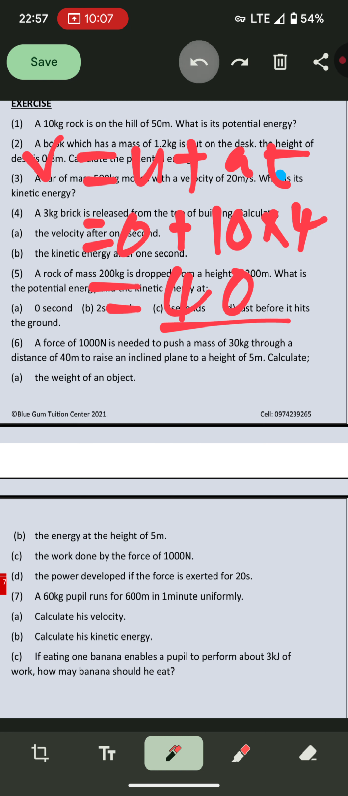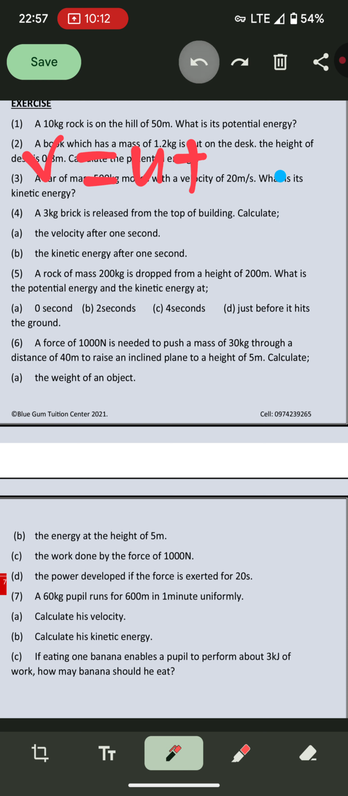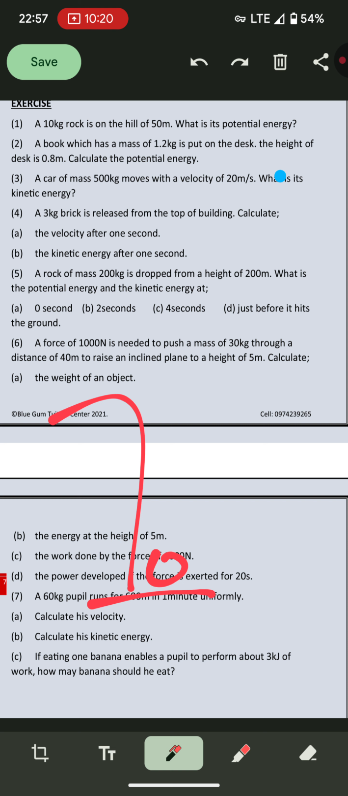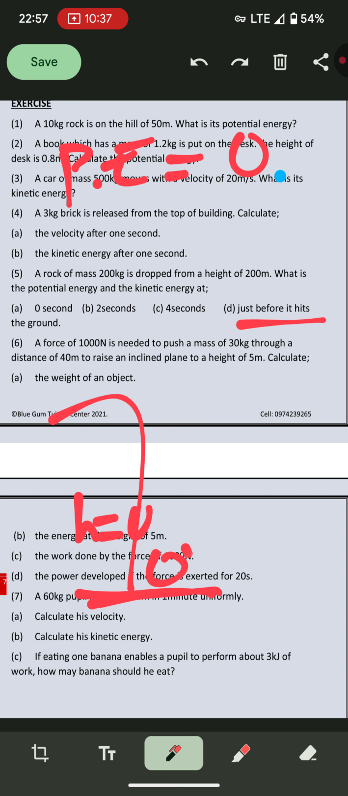D, just before it hits the ground, it's easy to calculate. Why? Because just before it hits the ground, potential energy is 0, because the height from the ground to the ground is 0. So the potential energy is 0. You don't have to know the time to find the velocity here. The potential energy is 0 because height is 0, since the rock is here.